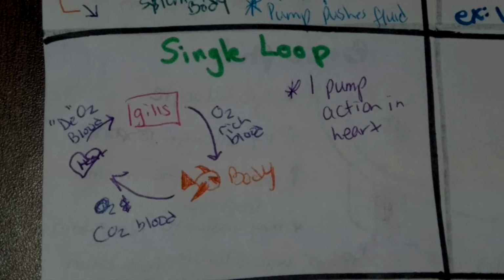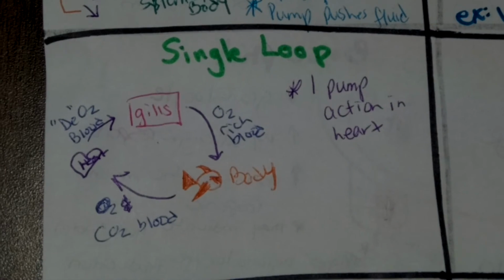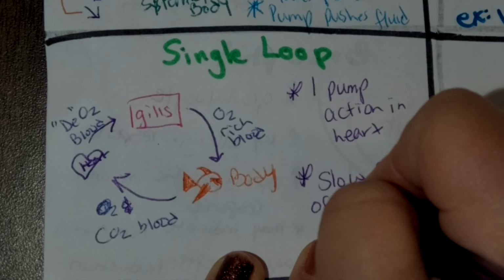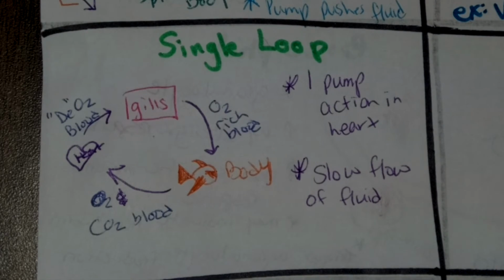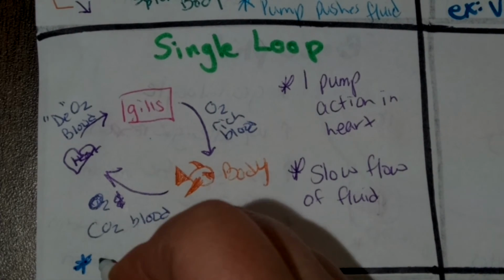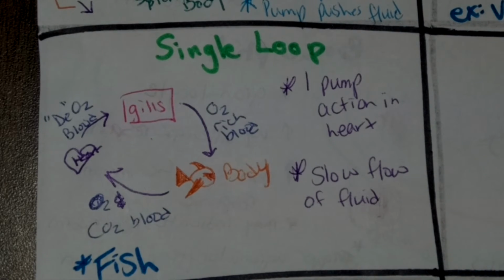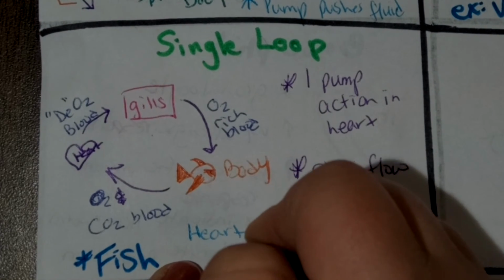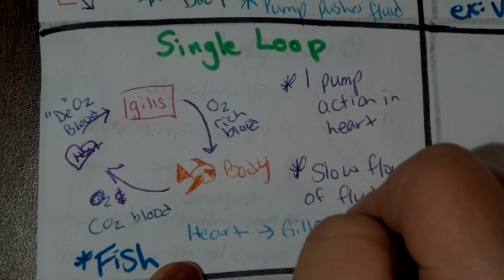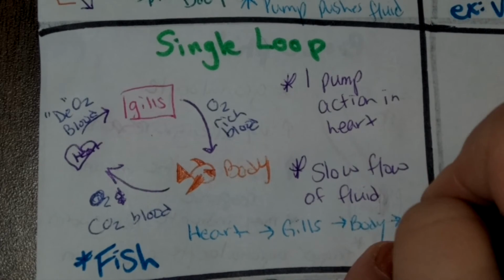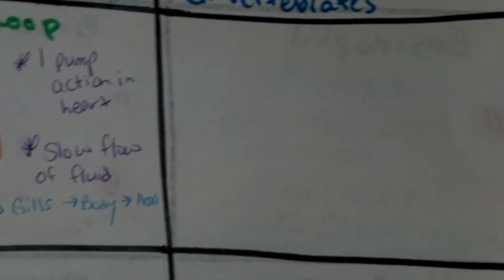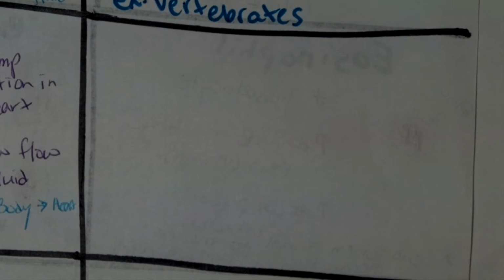Since I only have one pump action, what was one of the downfalls of this? It's slow. Slow flow of the fluid. And what animal has this? Fish. So really our thing to note here is that the blood goes from the heart to gills to body, back to the heart. So the heart to the gills, to the body, to the heart. Ready for a double loop?